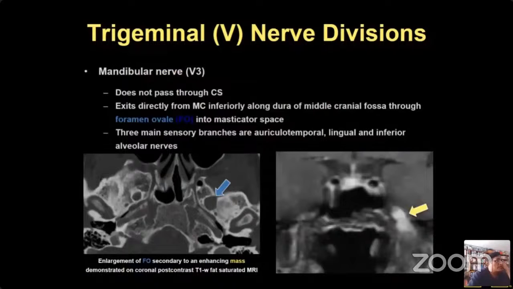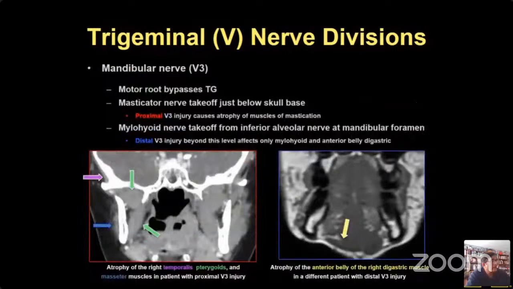V3 is the third division of the fifth cranial nerve, also known as mandibular nerve. It does not pass through the cavernous sinus. It actually drops directly down from the trigeminal ganglion into an expanded foramen ovale. You can compare the foramen ovale of the right and the left side, and you can see that this one is expanded, but very smoothly expanded. And that's because it has a large, intensely enhancing soft tissue mass going through that.